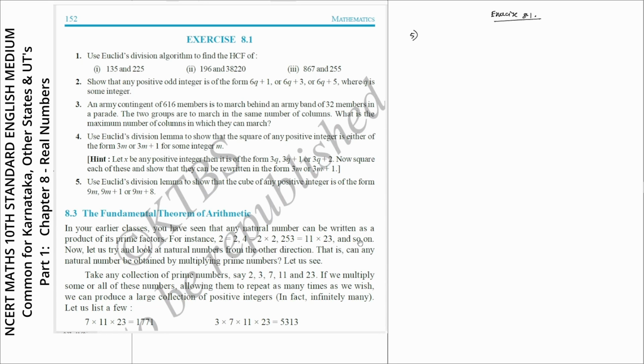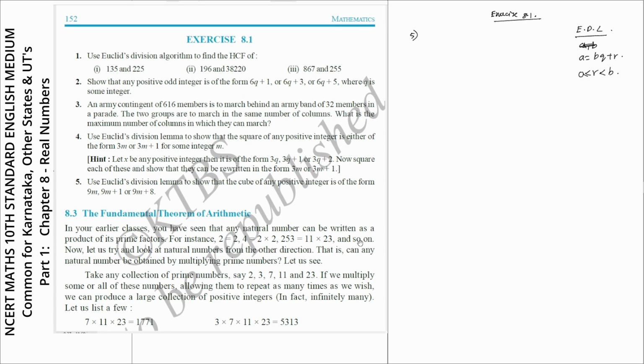Exercise 8.1, question number 5. Use Euclid's division lemma to show that the cube of any positive integer is of the form 9m, 9m plus 1 or 9m plus 8. So this question is similar to the fourth question. Now according to Euclid's division lemma, if a and b are two integers, I can write a is equal to bq plus r, where q and r also are integers, and r varies between 0 and b.